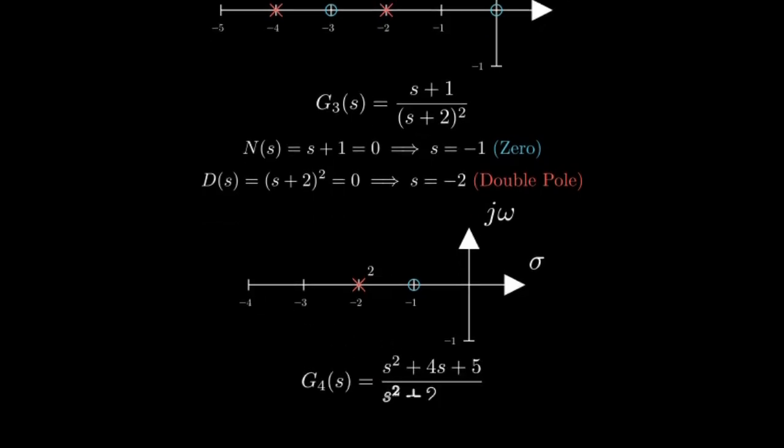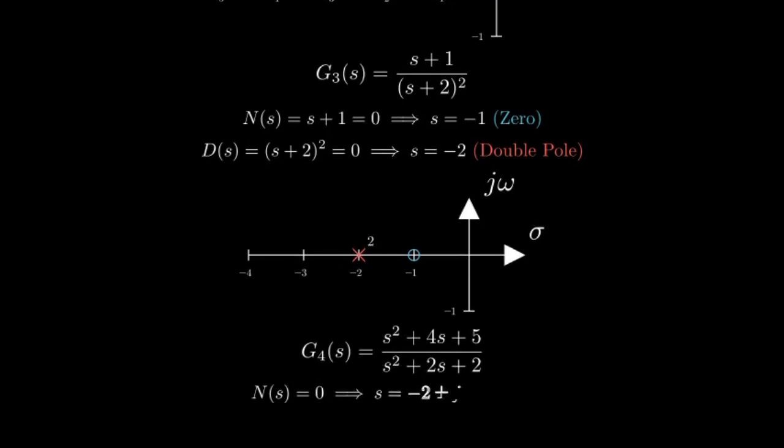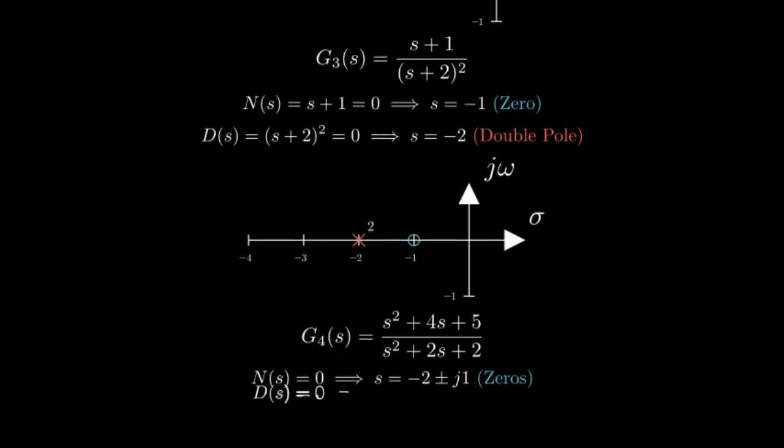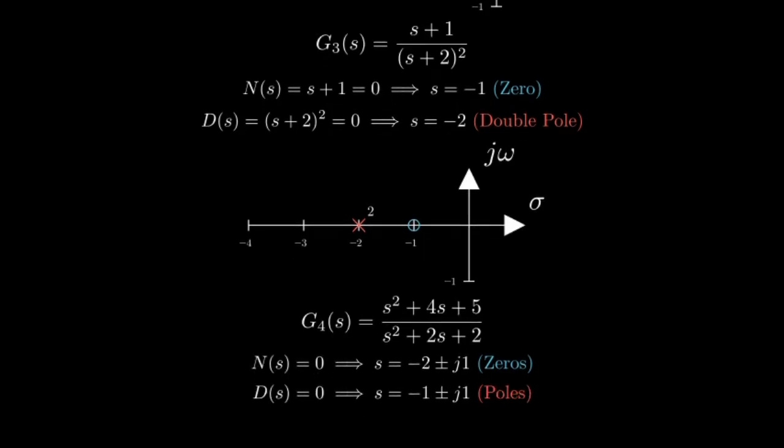Example 4 involves complex roots. G4(s) equals (s squared plus 4s plus 5) over (s squared plus 2s plus 2). We use the quadratic formula to find the roots. The numerator s squared plus 4s plus 5 equals 0 gives complex conjugate zeros at s equals minus 2 plus or minus j1. The denominator s squared plus 2s plus 2 equals 0 gives complex conjugate poles at s equals minus 1 plus or minus j1.